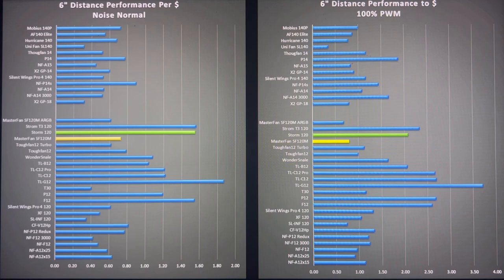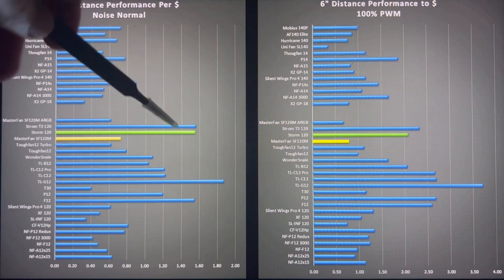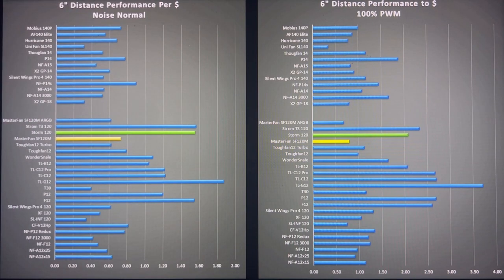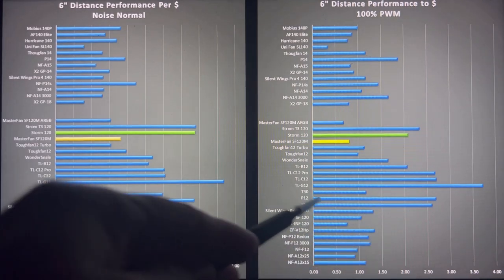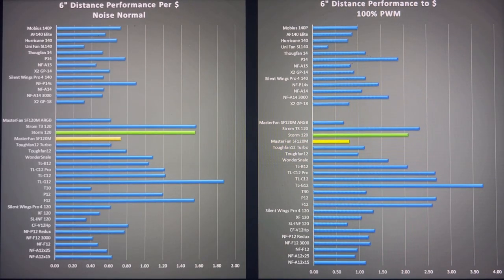All of that said, the Storms are ranked very highly at the 6-inch mark. The Master Fans are ranked above average, but still kind of in the middle-ish. When we're taking a look at 100% PWM fan signaling, the Storm T3 does significantly better than the regular Storm, but they're still shifted towards the top, but they are not the best. That belongs to the TLG12 and actually the F12 and the P12. So that's noise normalized, keeping the fans quiet, and 100% PWM, don't care about noise at all.